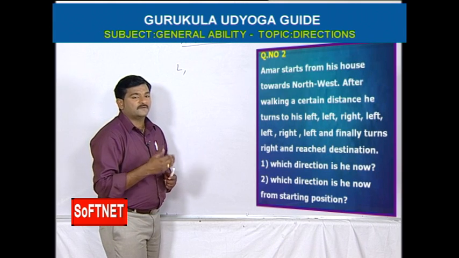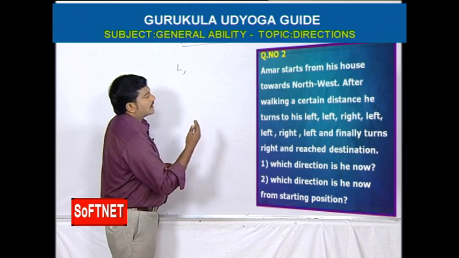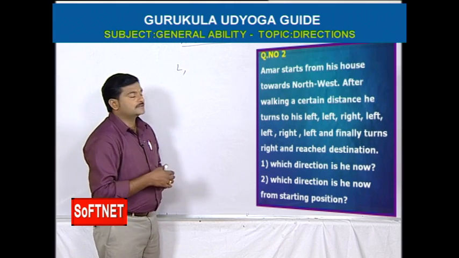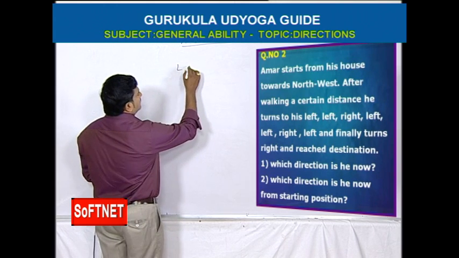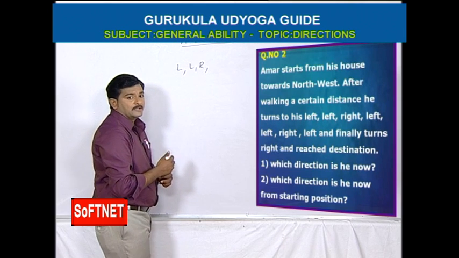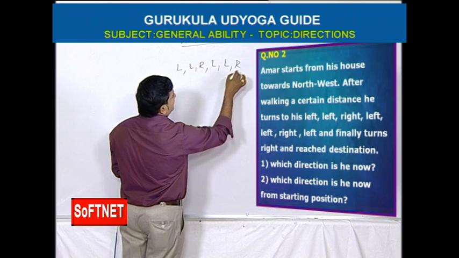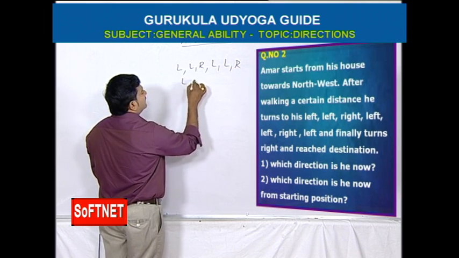Now we list out all lefts and rights. Amar starts from his house towards northwest. After walking a certain distance he turns to his left. So one left given, another left given, and right given. Next again one left given, another left given, and right given. And left given, finally he turns right.